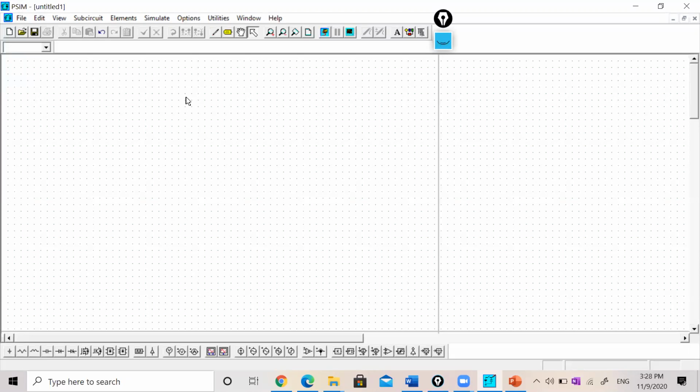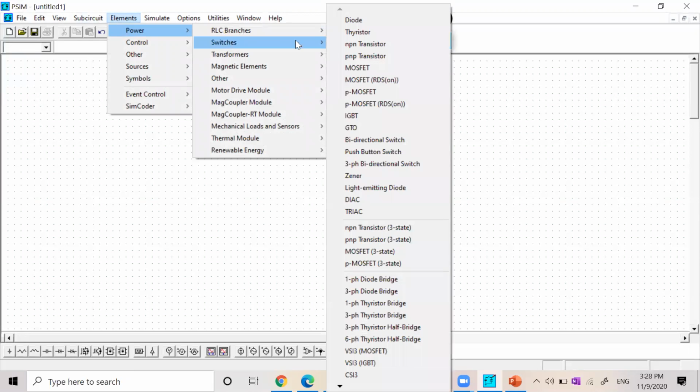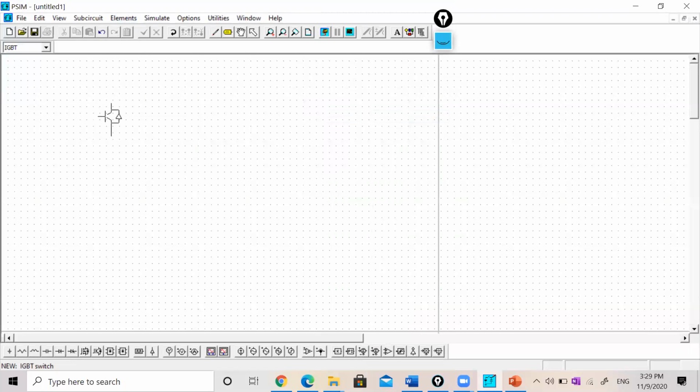Why are we using transistors over thyristors? Because thyristors need a commutation circuit, and if we are talking about DC, that is a forced commutation circuit. So we are using transistors, and it is very simple to make the circuit. First we will go to switches. I will consider any transistor, MOSFET or IGBT. So let us take IGBT.